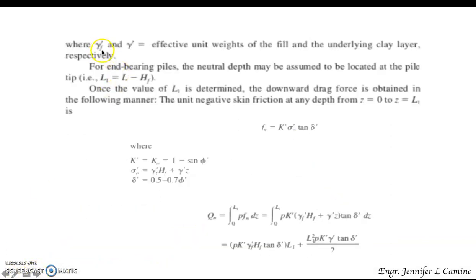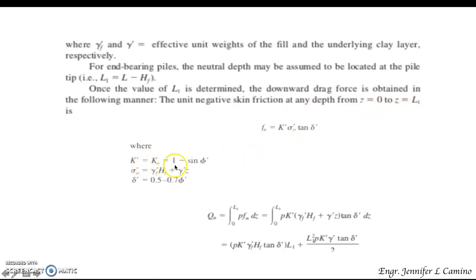Our gamma f prime and gamma prime are the effective unit weight of the fill and the underlying clay layer, respectively. For an end-bearing pile, the neutral depth may be assumed to be located at the pile tip. L1 is equal to L minus h of f. Once the value of L1 is determined, the downward drag force is obtained in the following manner. You compute the unit negative skin friction, which is F sub n at any depth z, from 0 to z to L1.